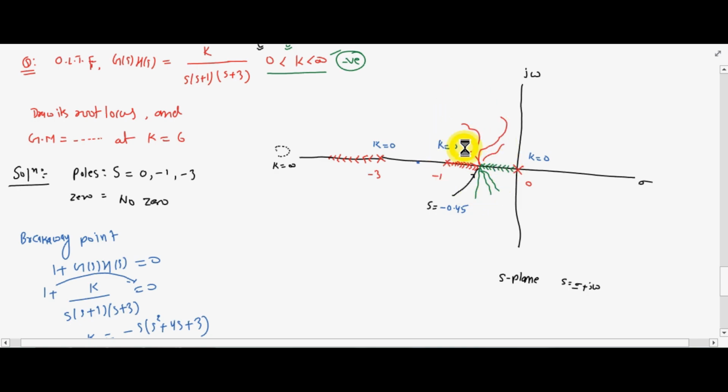There are multiple ways, but what is the exact direction of this root locus? Then we have to find the direction of the root locus. Does this go in this direction, or this direction? This direction may also move.